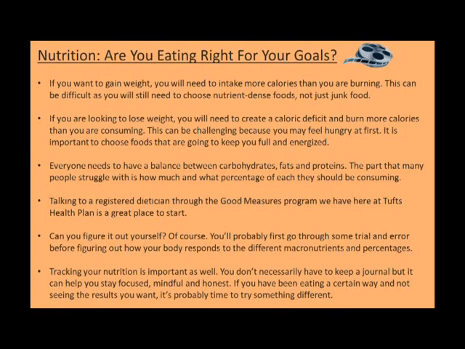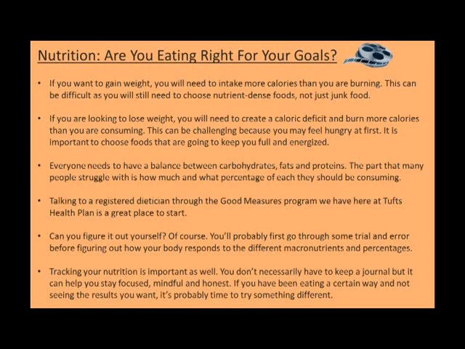Nutrition. Are you eating right for your goals? If you want to gain weight, you will need to intake more calories than you are burning. This can be difficult as you will still need to choose nutrient-dense foods, not just junk food. If you are looking to lose weight, you will need to create a caloric deficit and burn more calories than you are consuming. This can be challenging because you may feel hungry at first.